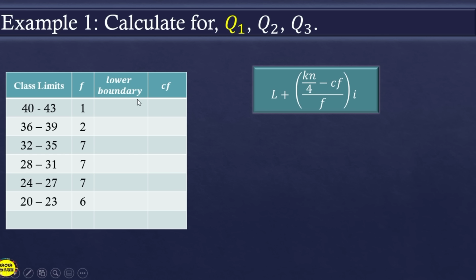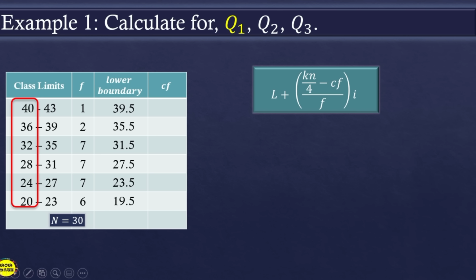So, hindi natin kailangan dito yung class mark. Lower boundary lang at cumulative frequency. So, paano kinukuha yung lower boundary? Saan natin kinukuha yung lower boundary? Sa lower limit natin. Gamit yung lower limit natin, babawasan natin ang bawat isa ng 0.5. So, start tayo kay 20. 20, bawasan ng 0.5, that is 19.5. Ganun din si 24, so magiging 23.5. So, yan ang gagawin natin pagkukuha tayo ng lower boundary.